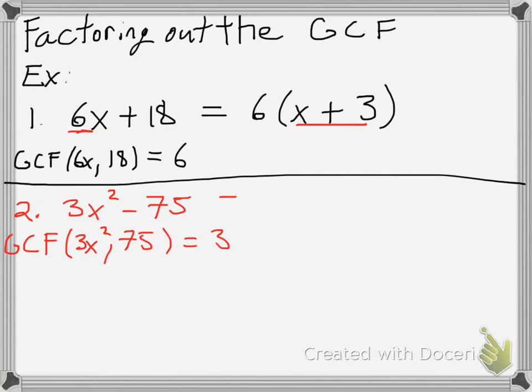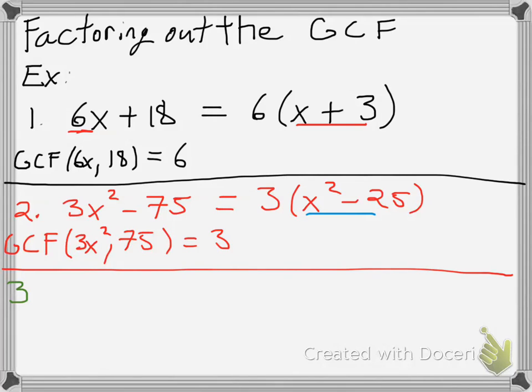So we write 3, and then we put parentheses in, and we have to figure out what we need to put in the parentheses here. If I use the distributive property, I get back to the original. Well, 3 times x squared is 3x squared, so we put x squared in there, and put the minus sign in. 3 times what is 75? We already said 3 times 25 is 75, so we should have 25 there. Okay, and that's it. You might recognize this x squared minus 25 as actually a difference of squares, so we will break that down a little bit further in just a minute.